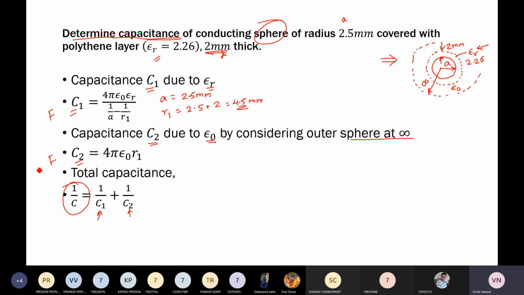So if you have observed, the numericals are straightforward as long as you know the formulae. Okay, you know the formulae and you know the cause of the formulae. क्योंकि यहाँ पे ये formula true है because of this assumption, b is at infinity.